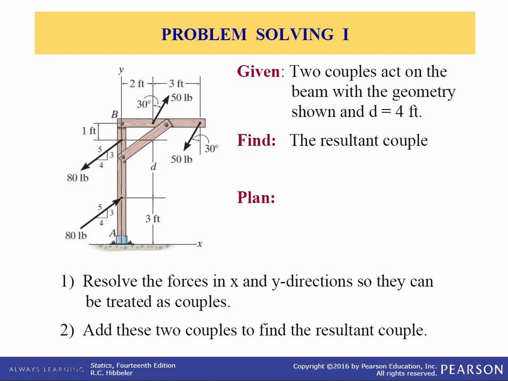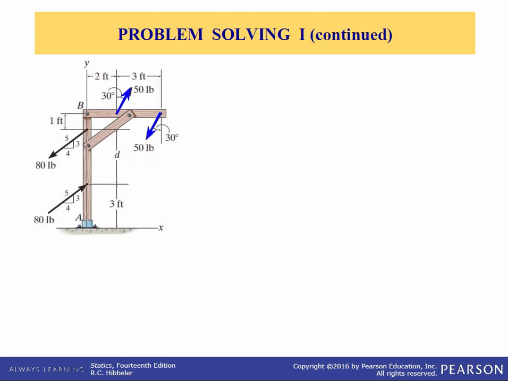Let's do another example. Here we have two couples. They act on the beam with this geometry shown, and d is 4 feet. Find the resultant couple. So the way we're going to do this one is to resolve the forces into their x and y directions so they can be treated as couples. And then we'll add these two couples to find the resultant couple. Otherwise, if you didn't do it that way, you'd have to find the perpendicular distance here. You could probably do that from the geometry, but it's easier to do it by breaking it up into x, y.